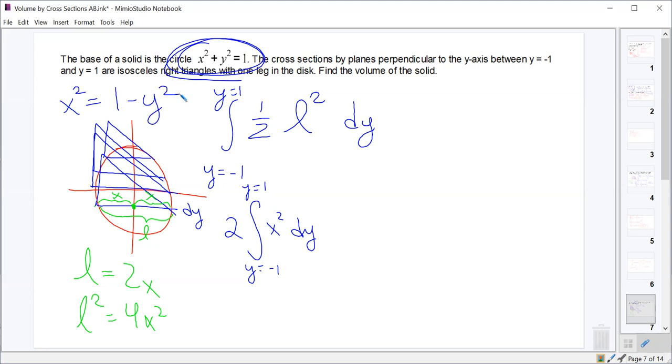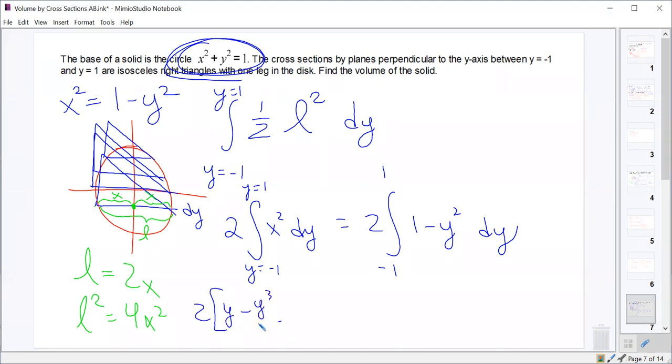Everybody at home good with that? Yes. Wonderful. So here is our integral to represent this volume: 2 times the integral from -1 to 1 of 1 minus y squared dy. Everybody okay with that? Yes. All right, let's integrate. We got 2. Integral of 1 is y. Integral of minus y squared is minus y cubed over 3. And we'll go from -1 to 1.